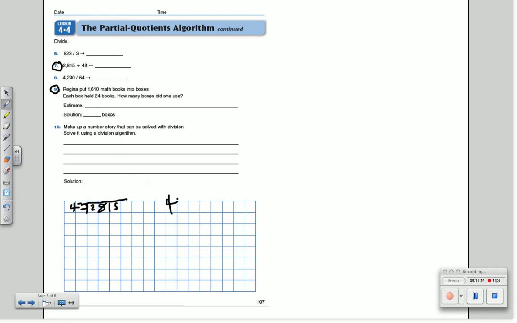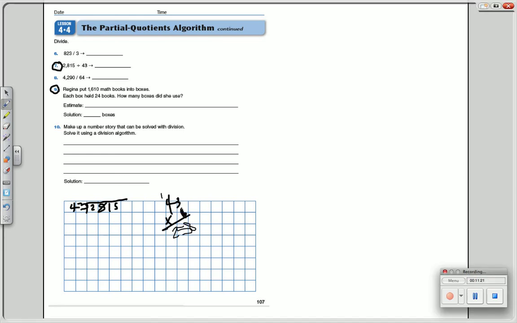Let's try 43 times 6. If I wouldn't have erased my work, I'd have this up here. I know that 43 goes into 281 6 times, so I'm going to put the 6 directly above the 1 so I don't get myself mixed up. And 43 times 6 is 258. So I'm going to go ahead and subtract that out.